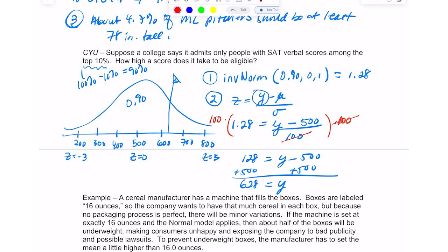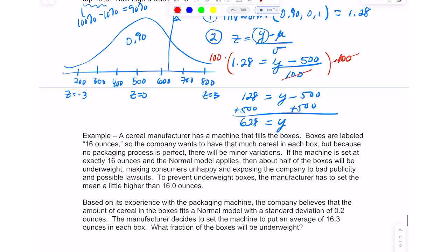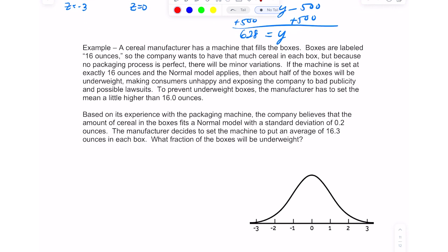Please feel free to pause the video and then unpause it when you're ready after you've read this next problem, which has several parts. A cereal manufacturer has a machine that fills the boxes. Boxes are labeled 16 ounces, so the company wants to have that much cereal in each box. But because no packaging process is perfect, there will be minor variations. If the machine is set at exactly 16 ounces and the normal model applies, then about half of the boxes will be underweight, making consumers unhappy and exposing the company to bad publicity and possible lawsuits.